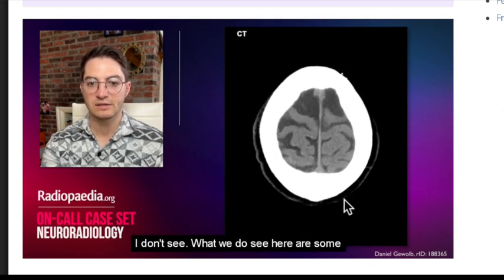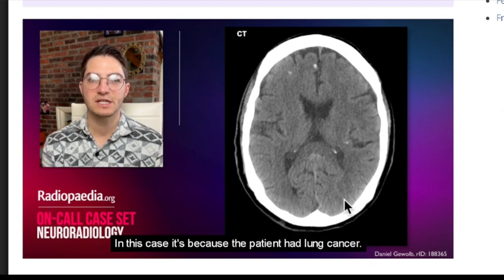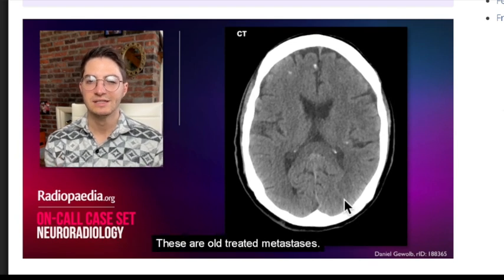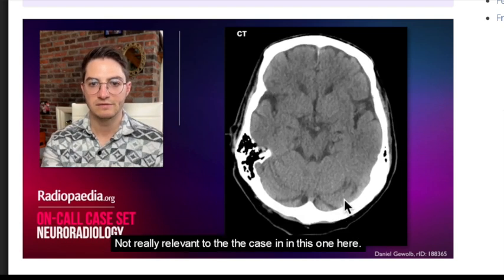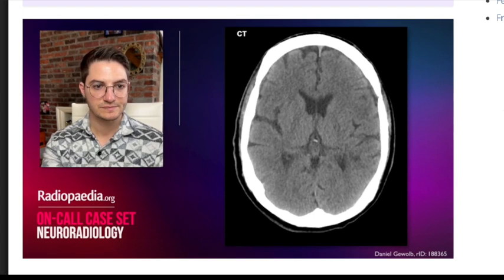What we do see here are some parenchymal calcifications. In this case, it's because the patient had lung cancer. These are old treated metastases. That's what you're seeing here. They're incidental, not really relevant to the case in this one here.